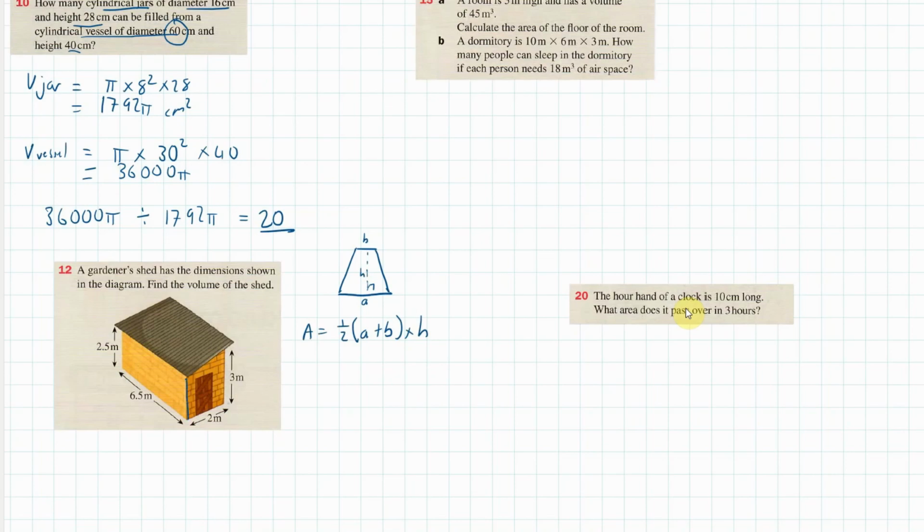Now, here you've got your two parallel sides, okay? So the area of that front bit there is going to be half, A which is the 2.5, plus the 3, and then times the height, which is, I know it doesn't look like a height, but it is the perpendicular distance between those two parallel sides, so it's times the 2. And this gives us 5.5. So now the volume is therefore going to be 5.5, the area of the front face, multiplied by the 6.5 here.